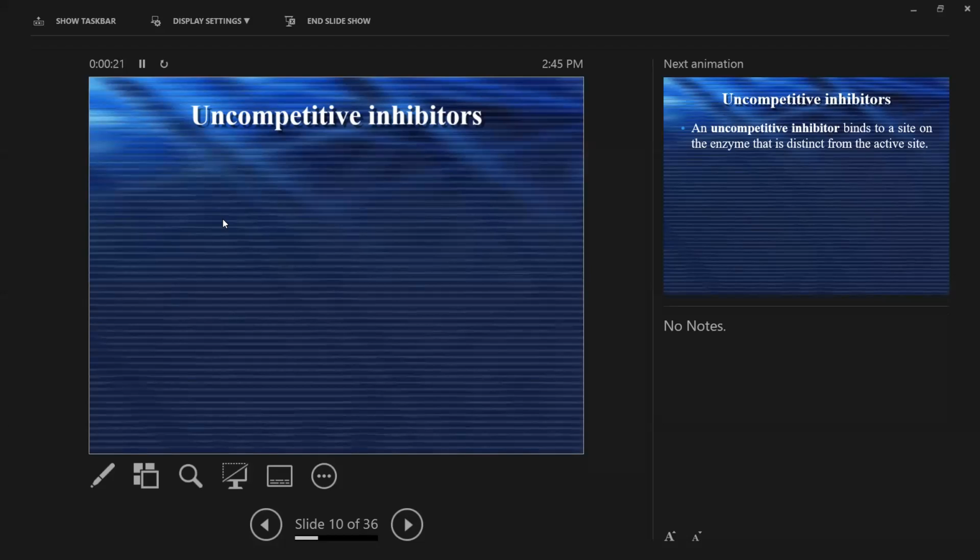All right, folks. Let's go ahead and get started. So, who can tell me some of the defining features of a competitive inhibitor? It looks like the transition state. It binds to the active site. It does not change Vmax.